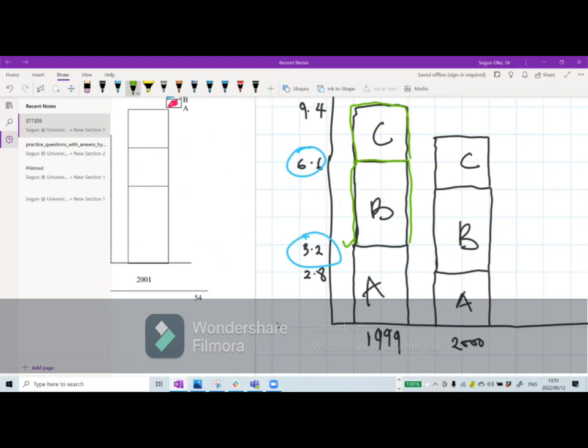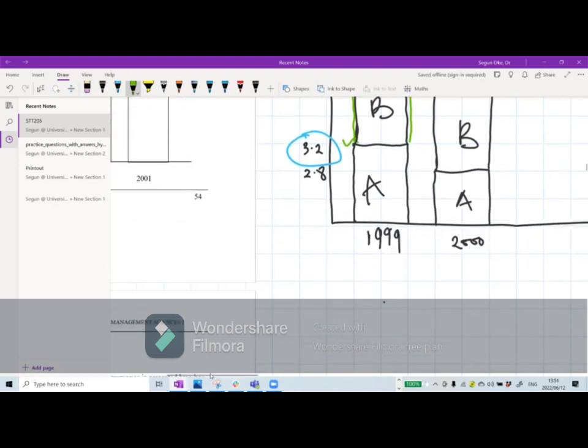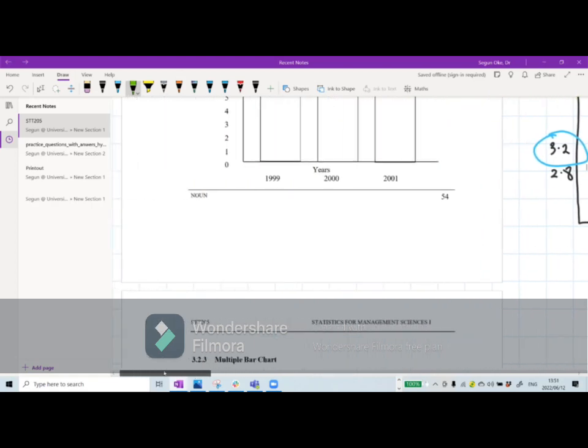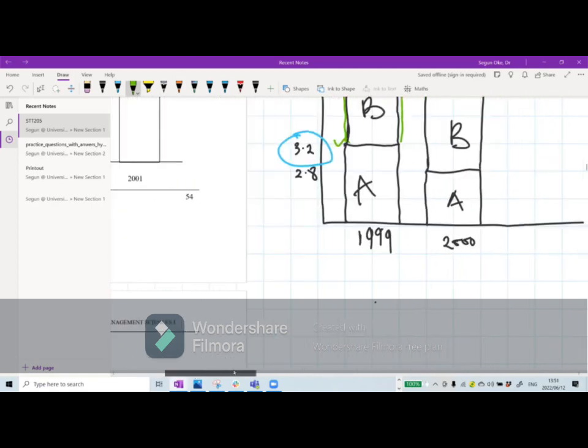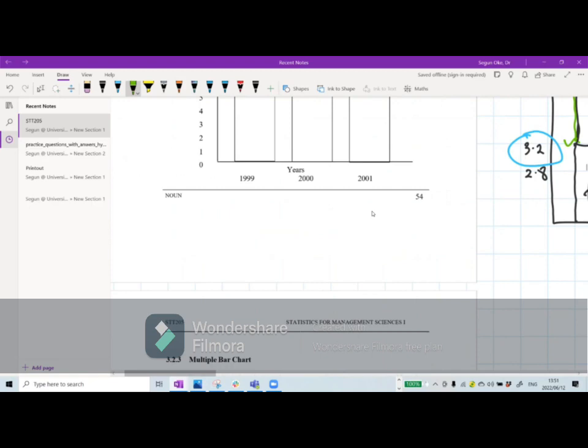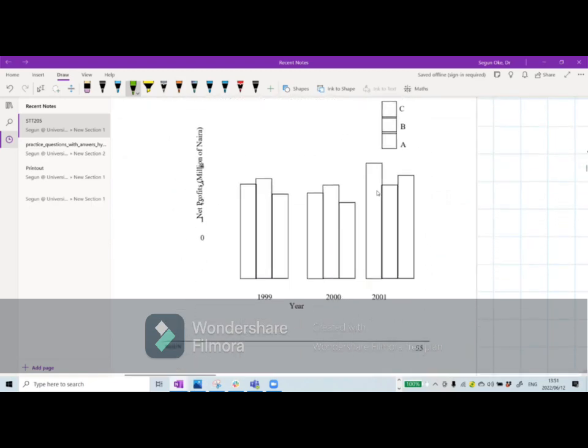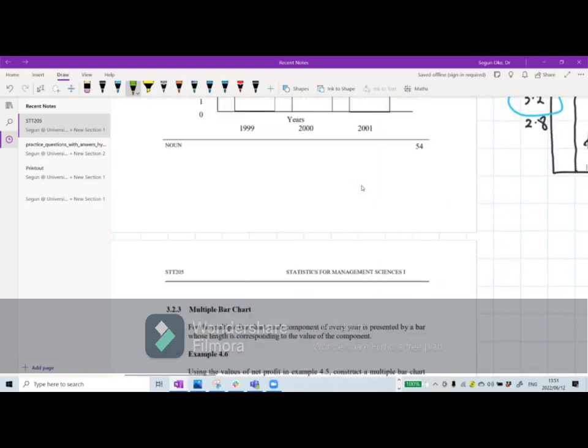Remember, you start from the bottom, not from up to down. A, B, C, from bottom to top, not top to bottom. Okay, or you are on your own.